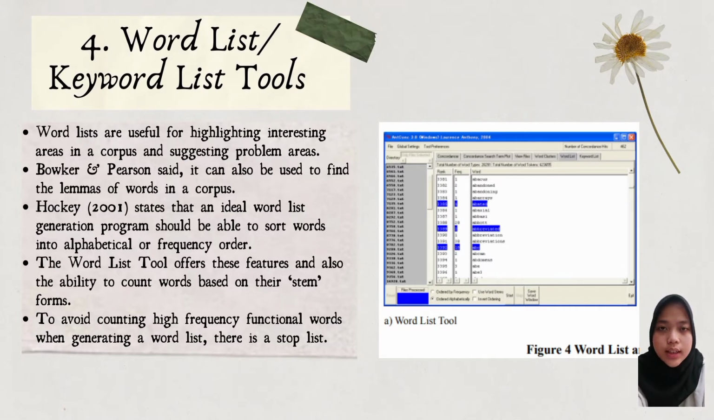Hockey states that an ideal word list generation program should be able to sort words into alphabetical or frequency order. The word list tool offers these features and also the ability to count words based on their stem forms. To avoid counting high-frequency functional words when generating a word list, there is a stop list.